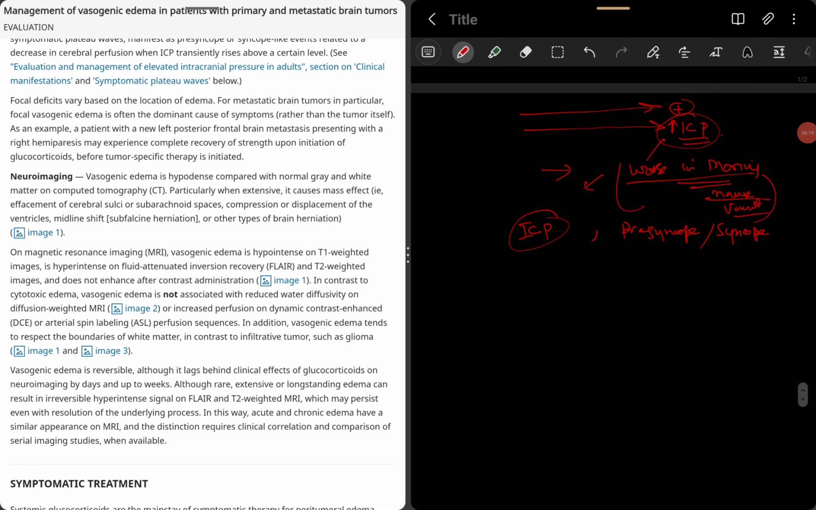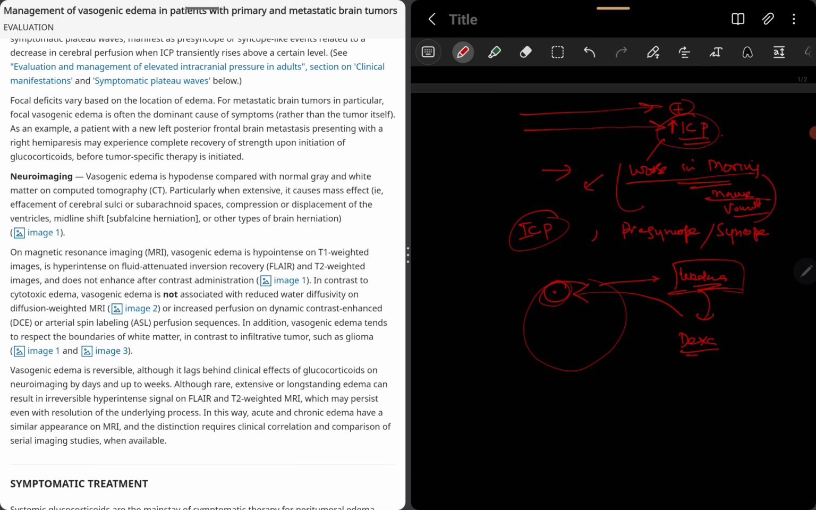You see, for metastatic brain tumors in particular, focal vasogenic edema is often the dominant cause of symptoms rather than the tumor itself. For example, if a patient has developed a new frontal brain metastasis, and he has developed new onset weakness, then you shouldn't attribute this weakness to the tumor itself. Rather, the peritumoral edema is leading to these things. So you have to think of this perilesional edema, peritumoral edema, around new metastatic lesions. The edema in its vicinity is causing the new symptoms.